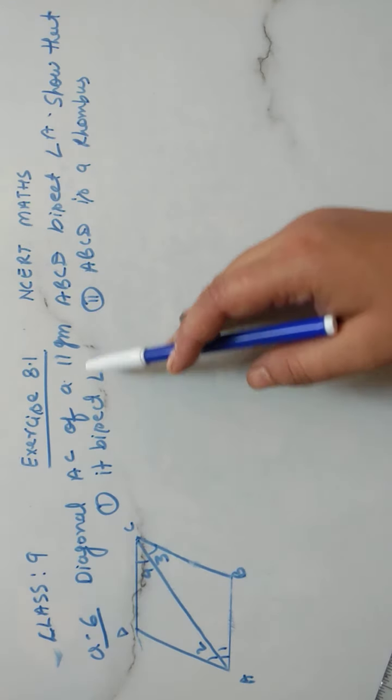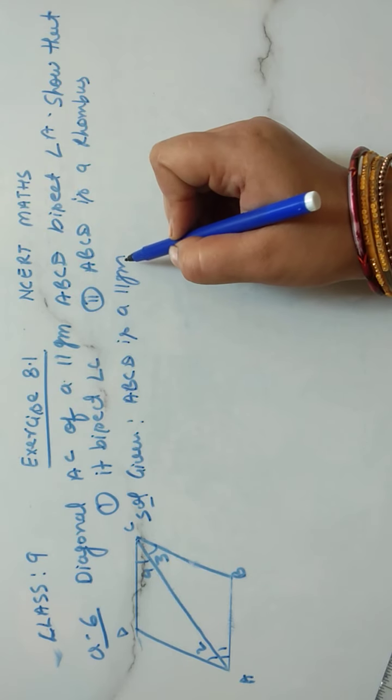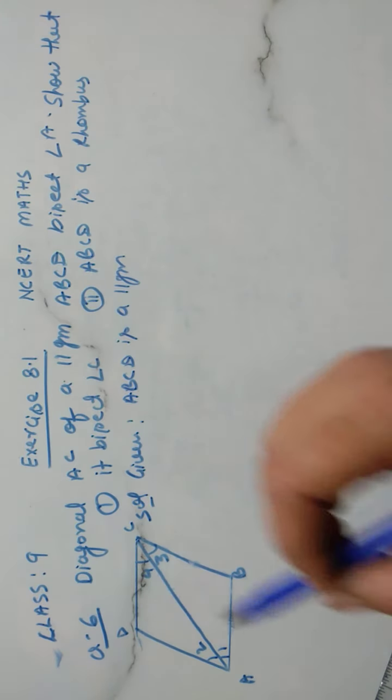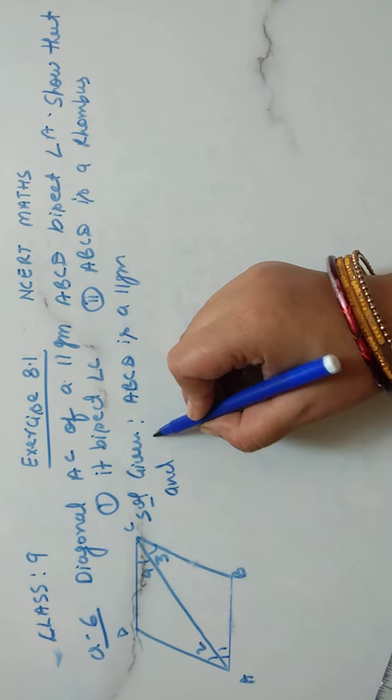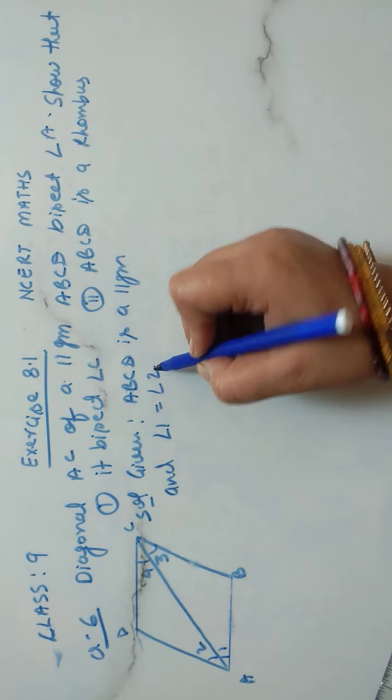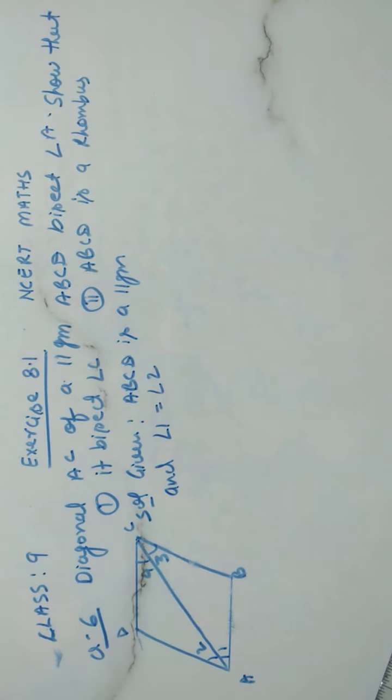So first of all, what is given to us? First of all, we will write the things. Given that ABCD is a parallelogram. If ABCD is a parallelogram, what does it mean? That AB is equal to CD and BC is equal to AD. It is given to us. And AC bisects angle A. So what is given to us? That angle 1 is equal to angle 2. It is given to us.